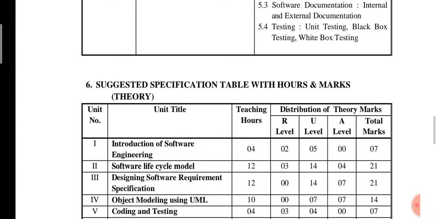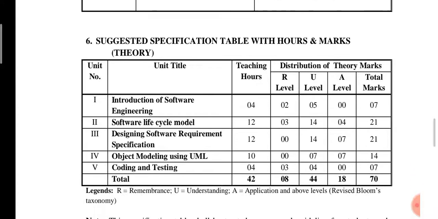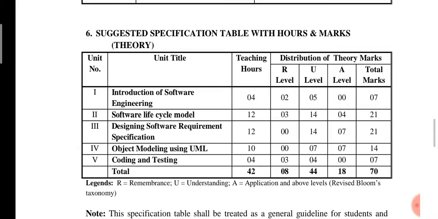Now the suggested specification table with hours and marks. So here the teaching hours depend on the chapter. Chapter number 1 has teaching hours of 4, and the total marks of chapter number 1 are 7, then chapter number 2 has 21 marks in total. Chapter number 3 is also 21 marks. So in the G2 exam we have two most important chapters, chapter number 2 and chapter number 3, and then chapter number 4 is 14 marks and chapter 5 is 7 marks. So R is remembrance, U understanding, A application, and above levels of revised Bloom's taxonomy.